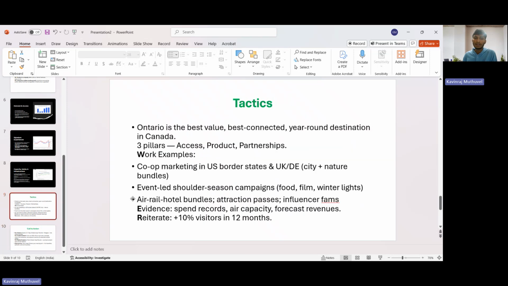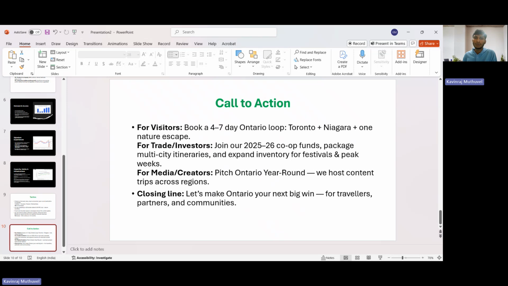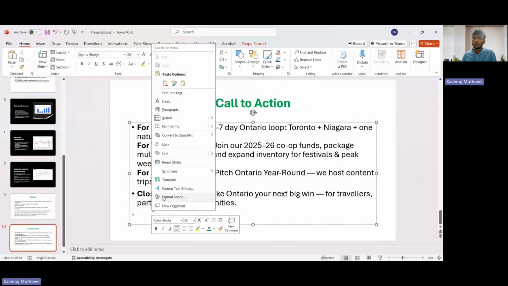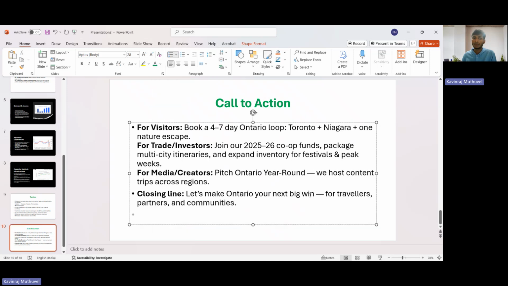And the call to action. For visitors, book a 4 to 7 day Ontario loop: Toronto plus Niagara plus one nature escape. For trade investors, join our 2025 to 2026 funds package, multi-city itineraries, and expand inventory for festivals and peak weeks. For media or creators, pitch Ontario year round. We host content trips across regions. Closing line: let's make Ontario next for travelers, partners, and communities.